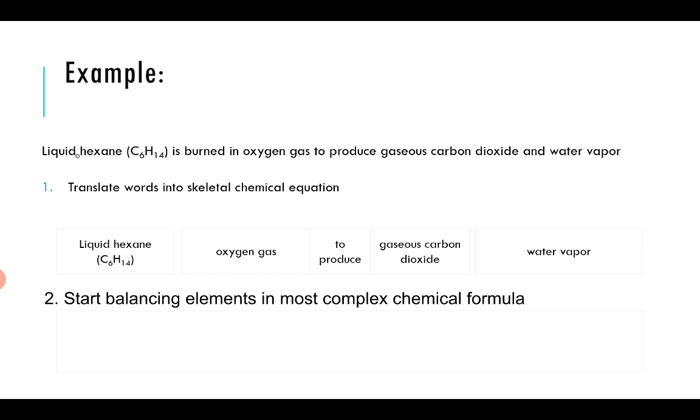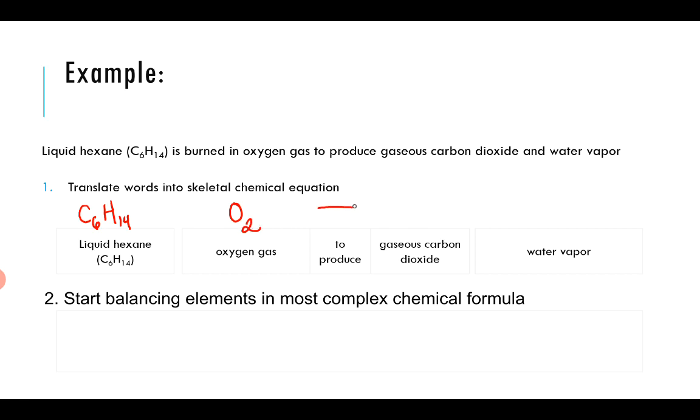So the example problem reads, liquid hexane, which has a chemical formula of C6H14, is burned in oxygen gas to produce carbon dioxide and water vapor. And so we first have to translate our names into chemical symbols. The first thing listed was hexane, and we were given its chemical formula, so that one was easy. The next thing is oxygen gas. Oxygen is one of our diatomic elements.